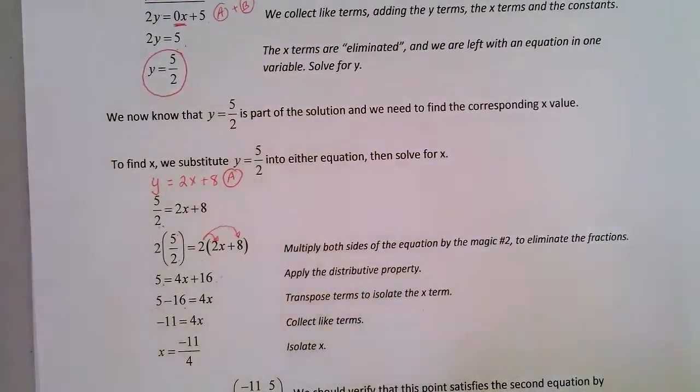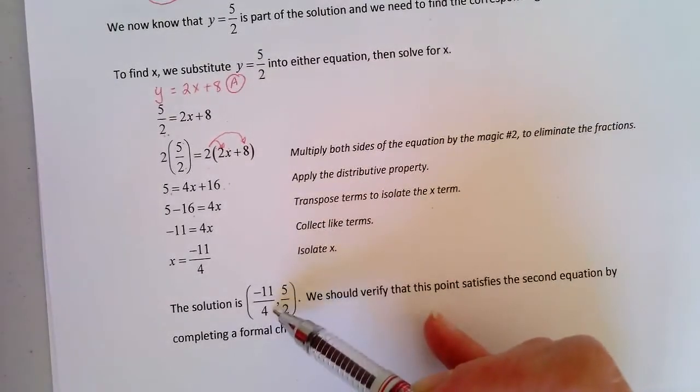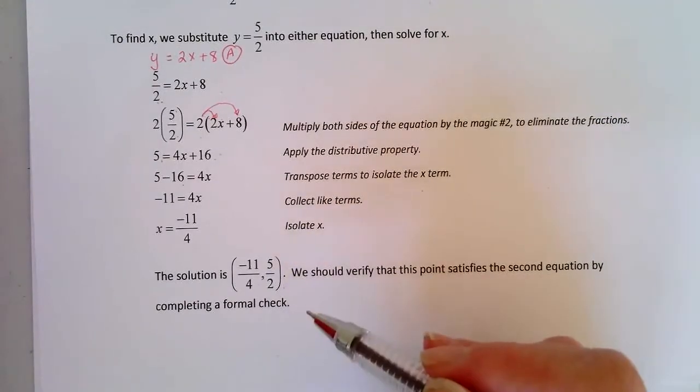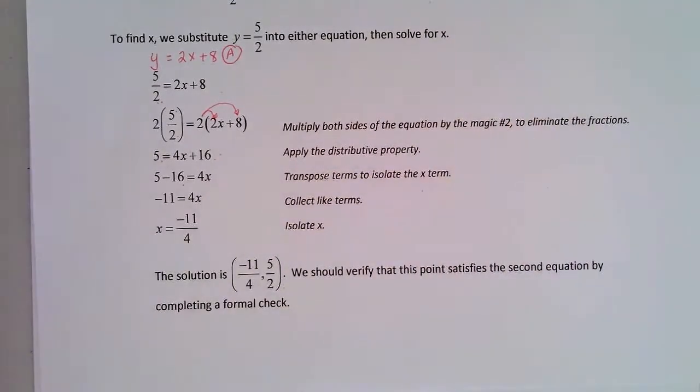So we pull it all together and we say the x value is equal to negative 11 over 4, and the y value is equal to 5 over 2. That should be the common point. We should also go through the process of doing a formal left side, right side check to verify that this is indeed a point on both lines. Now, the calculations are going to be a little bit messy because we have fractions, but nevertheless, we need to go through the process. So let's do a quick check.